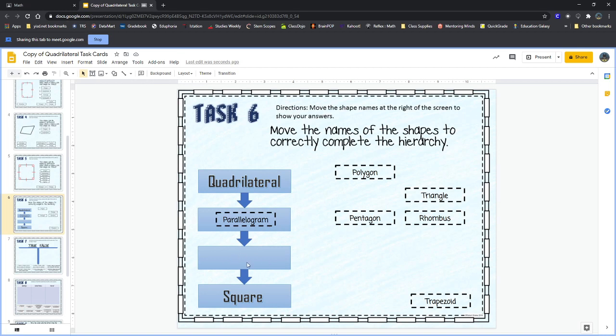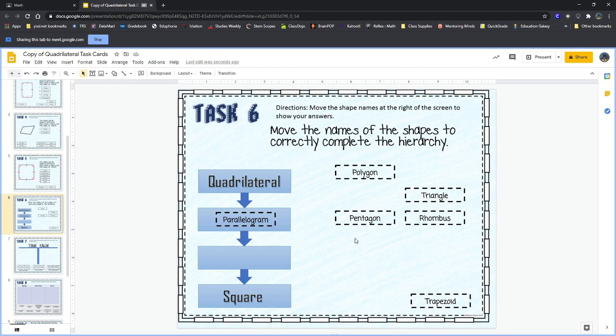Okay? There's one more name that I need to add to this hierarchy that belongs between a parallelogram and a square. Bella, make sure you're paying attention. Kylie, which word do you think belongs there?